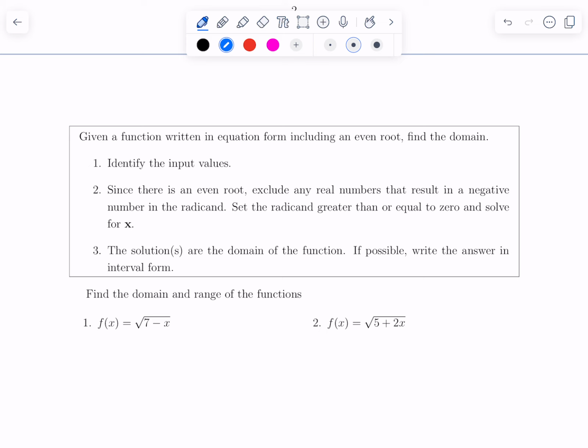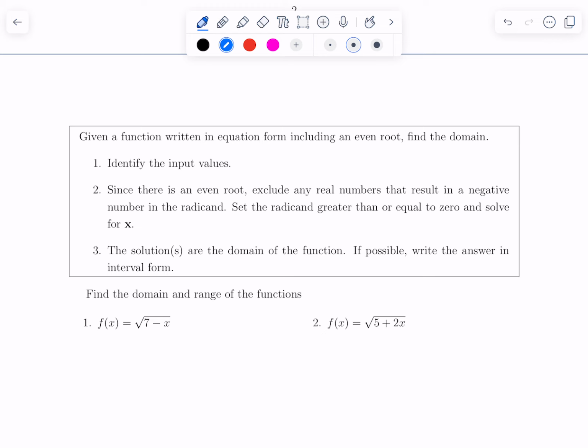Hi, for this video, we're going to continue with the range and the domain, but this time we're going to move to the square root equations. So we're going to identify the input value since it is an even root. We're going to exclude any real numbers that the result is a negative number.